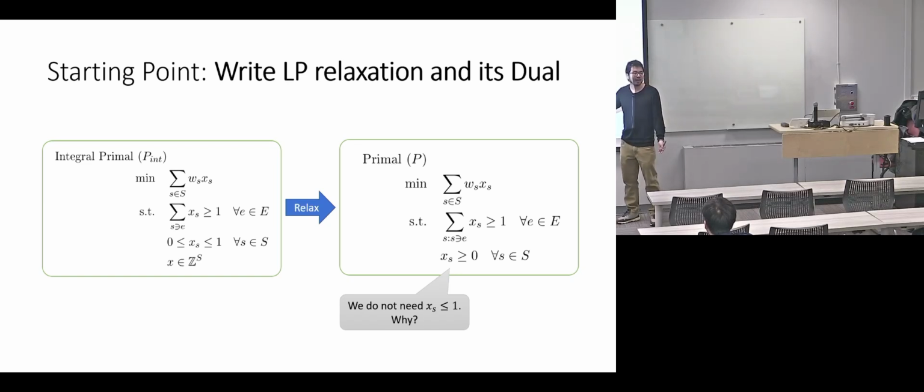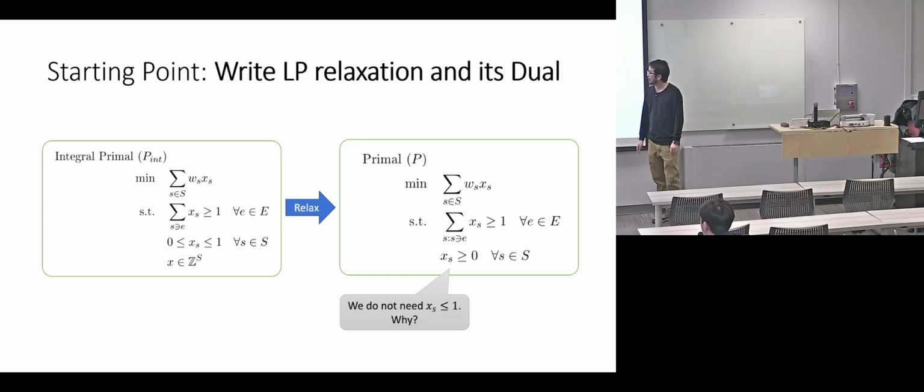Why can we remove this? Because of the second constraint. If you have 2, you can just break it down to 1. Exactly. Any variable that is more than 1, you could just set it to be 1, and all the constraints are still satisfied. So you only get a better solution. Okay, so we just started with this LP.